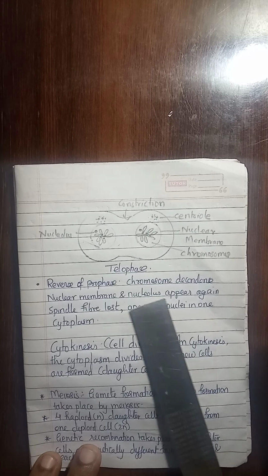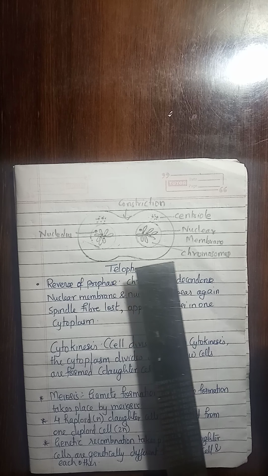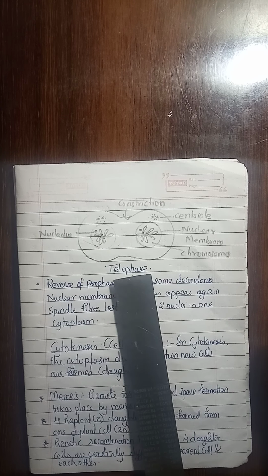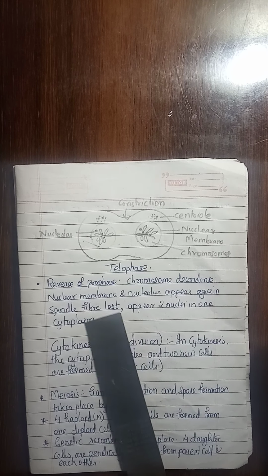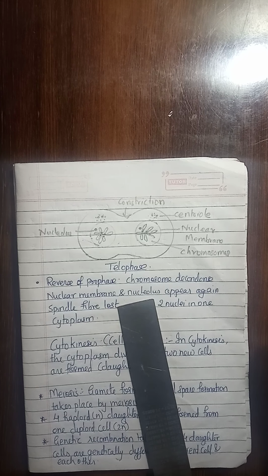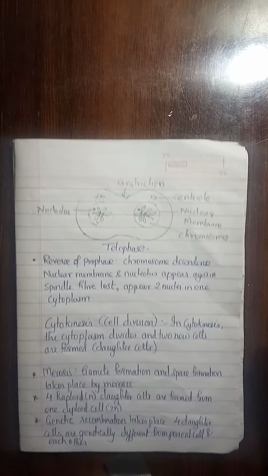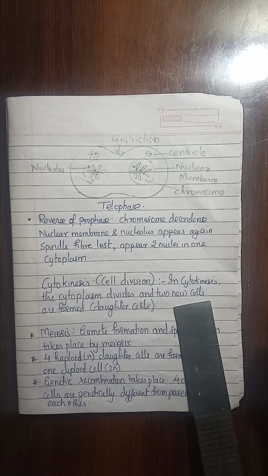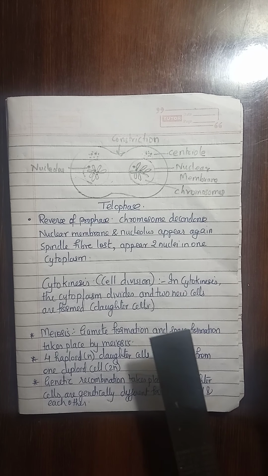And the last stage of this one, that is telophase. Cytokinesis, that is cell division, is taking place here. The diagram shows it divides into two different cells. What happens here? It is just the reverse of the prophase. Whatever stages happen in the prophase, just the opposite will happen here in the telophase. Then cytokinesis. In cytokinesis, cytoplasm divides and two new cells are formed called daughter cells.